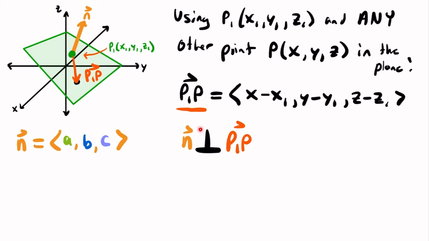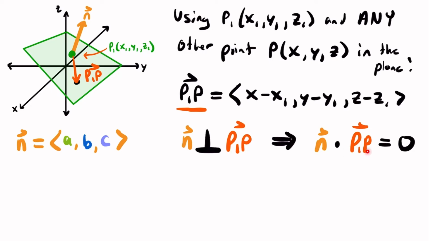And what do we know about perpendicular vectors? Well, if you think back to the dot product, remember that when you take the dot product of any 2 vectors and it's equal to 0, that means that those 2 vectors are perpendicular. So if we know for a fact that this normal vector to the plane and this other vector within the plane are perpendicular, then we can conclude that the dot product of those 2 vectors should be equal to 0. So we can conclude here that the normal vector, vector n, dot vector P1P will be equal to 0.